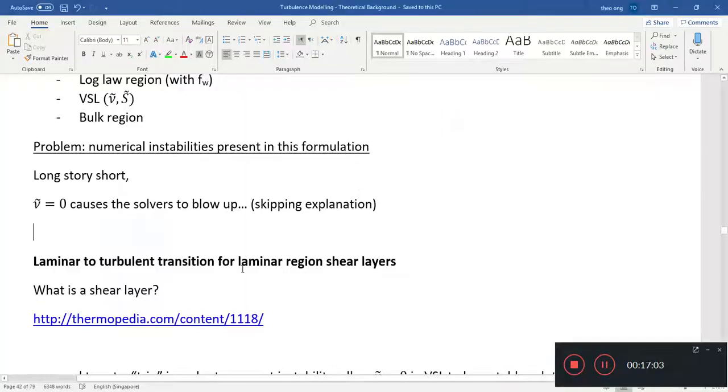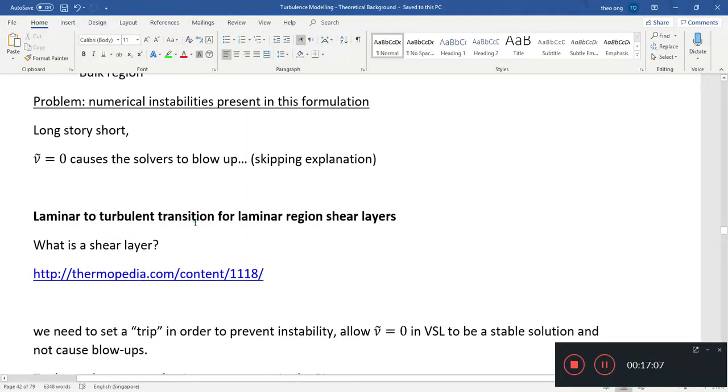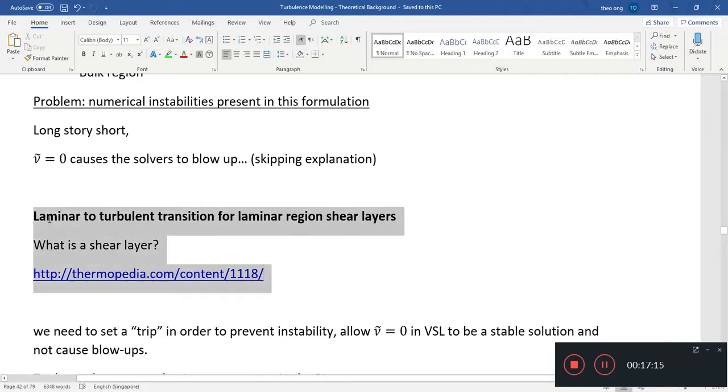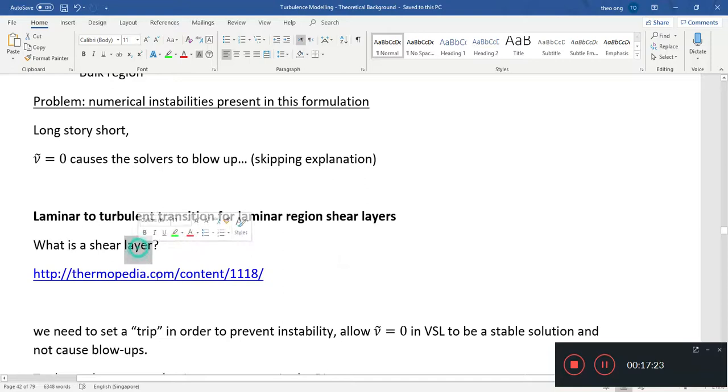So the main problem is with this numerical instability, and it's especially important in the laminar to turbulent transition for laminar region shear layers. That's what it said there. What is the shear layer? You can look at Thermopedia.